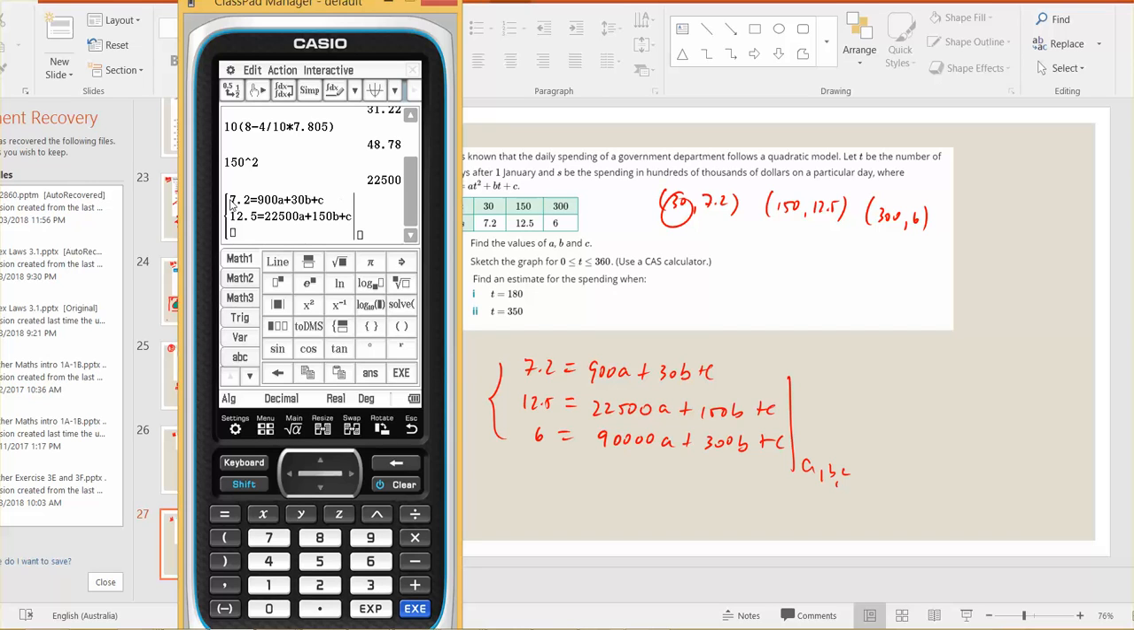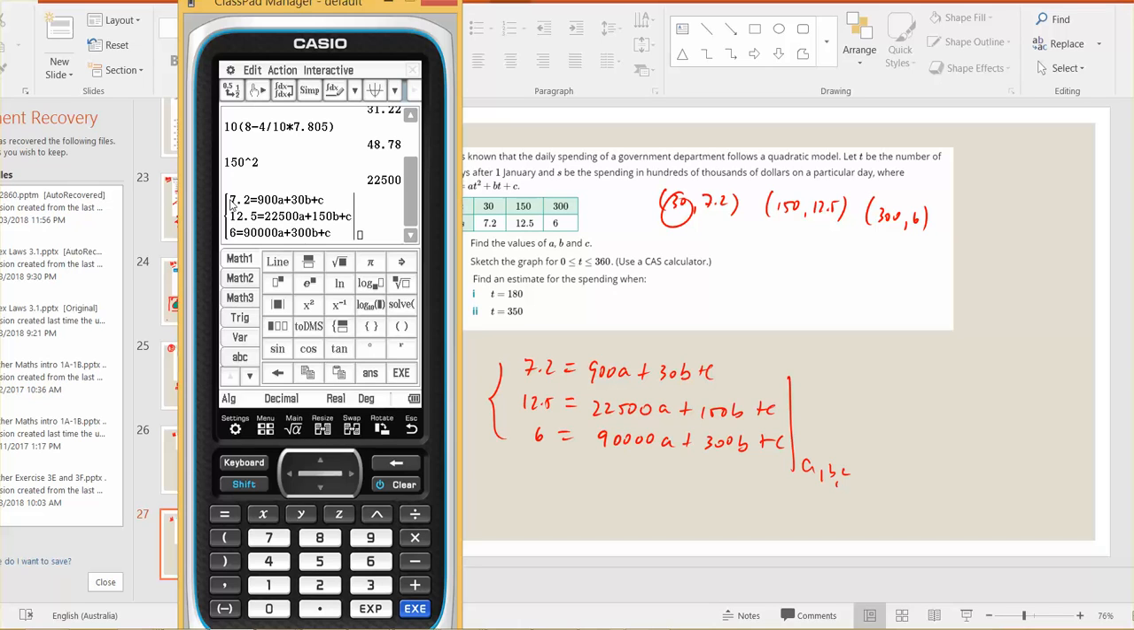So A equals -7 on 2160, B equals 41 on 400, and C equals 53 on 12. So that's that done. Next part.